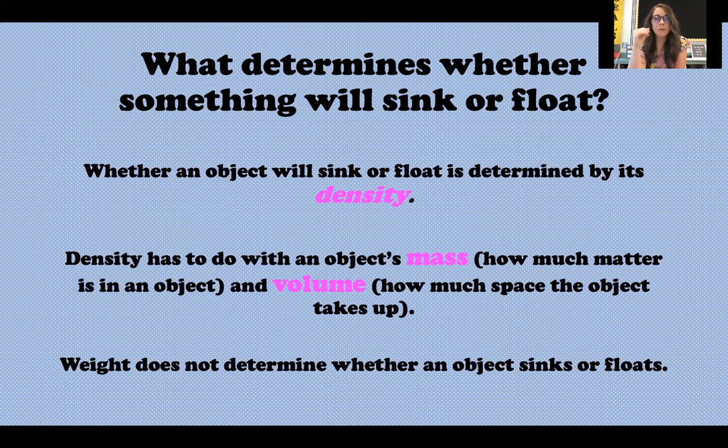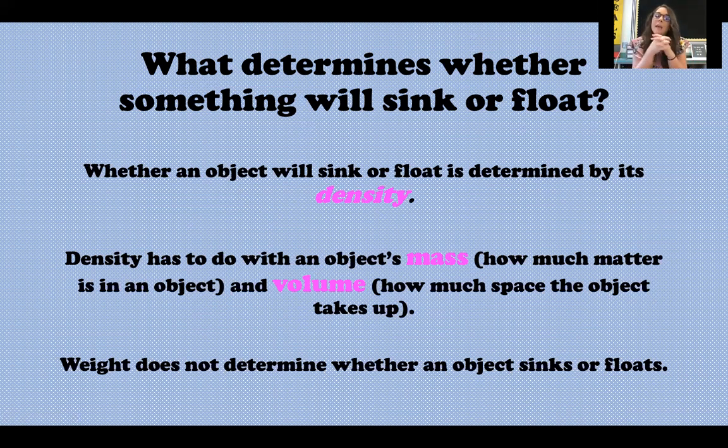When you get into middle school, you'll actually learn a formula to calculate density, where you measure the mass of the object, you measure the volume of the object, and you divide those numbers, mass divided by volume, and that gives you a number to represent the density. You don't have to know all of that right now. All you have to know right now is that the mass and the volume determine the density. Okay, so in other words, how much matter is in an object and how much space it takes up.